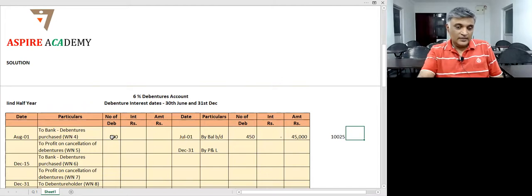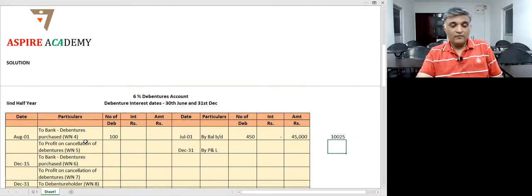Now the point is, this is cum interest. This includes the interest as well. So we need to segregate the interest portion. So what is the interest portion? That we need to say. 30th June was the last date of the interest. Now we are in August. So July is 1. So 1 month interest would have accrued.